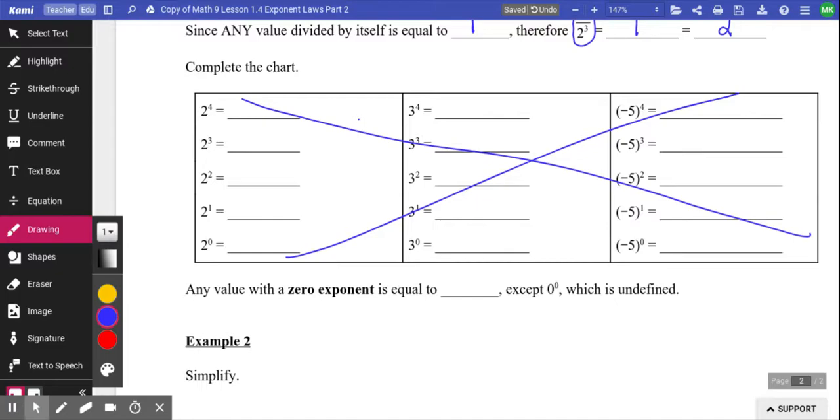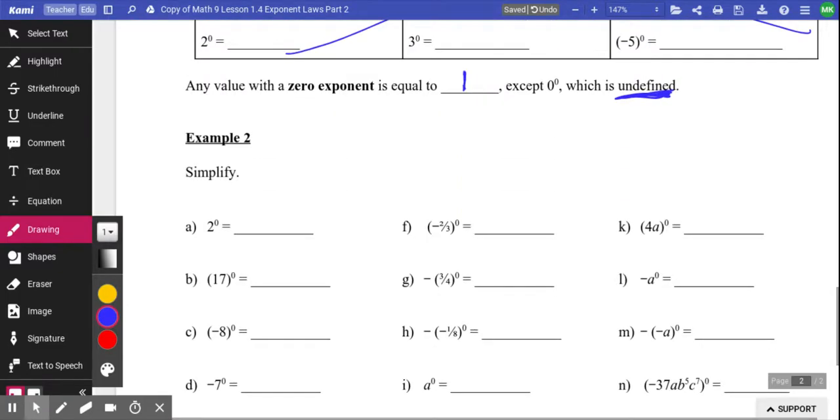Below that says any value with a zero exponent is equal to 1. There's only one exception to that, and that's 0 to the power of 0, which you don't ever have to worry about. But if you ever had 0 to the power of 0, we call that undefined. The reason why is because your exponent law would be 0 divided by 0, and you can't divide something by 0. It doesn't work. You'll learn more about that next year. All you need to know for now, anything to the power of 0 is 1. That's your zero exponent law.